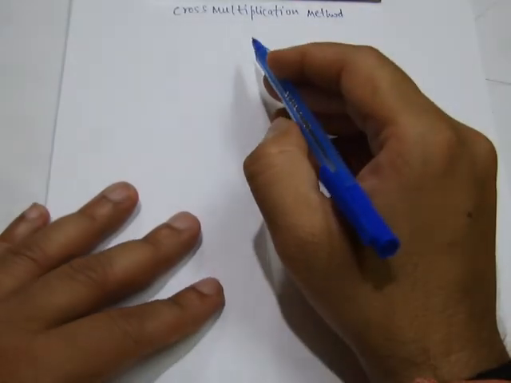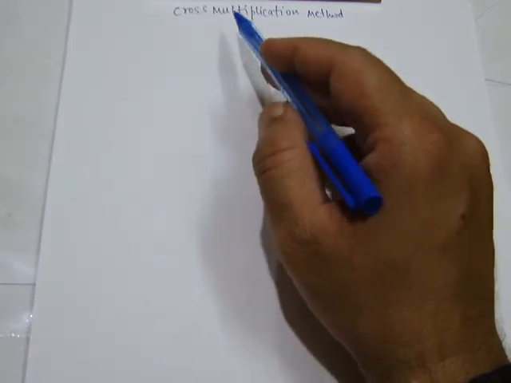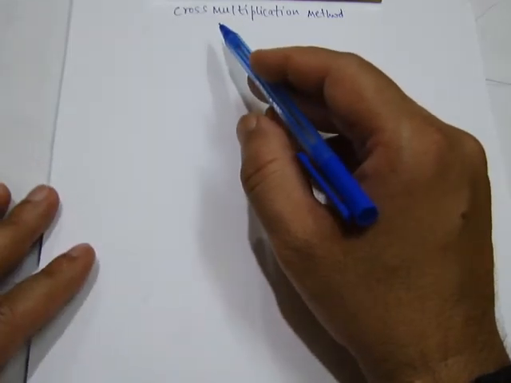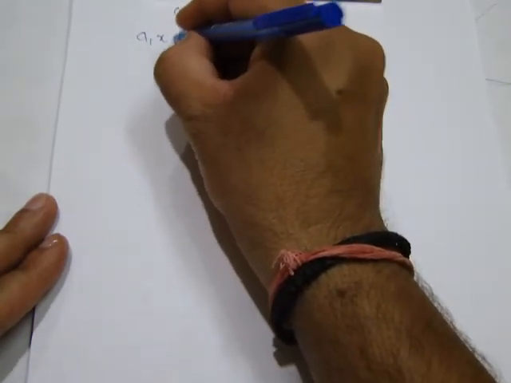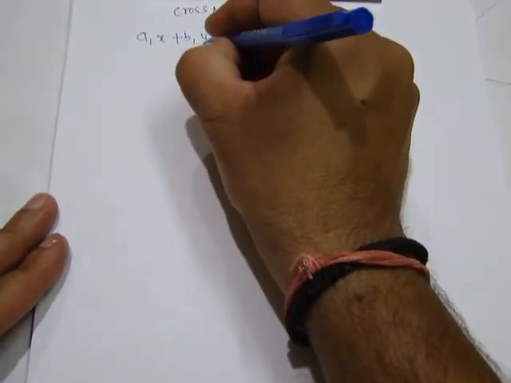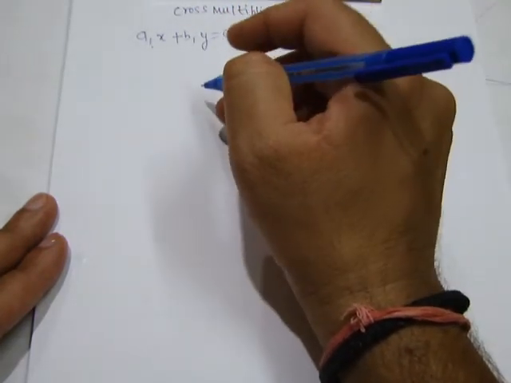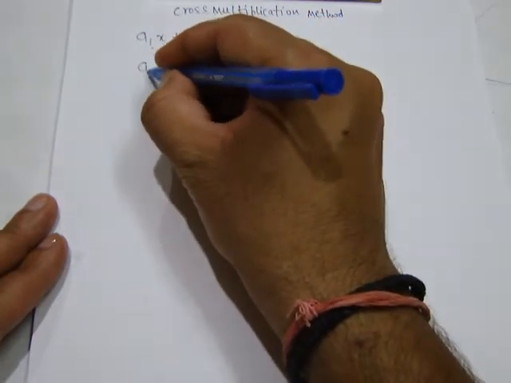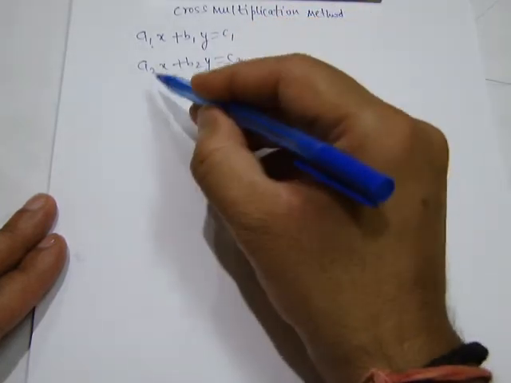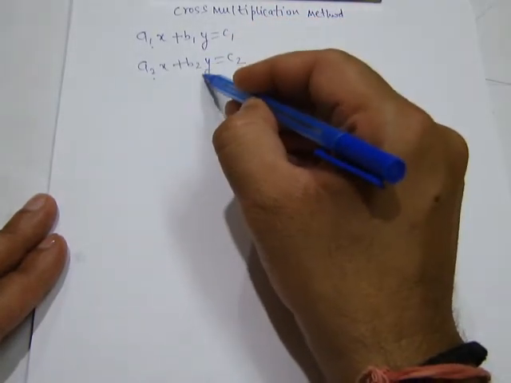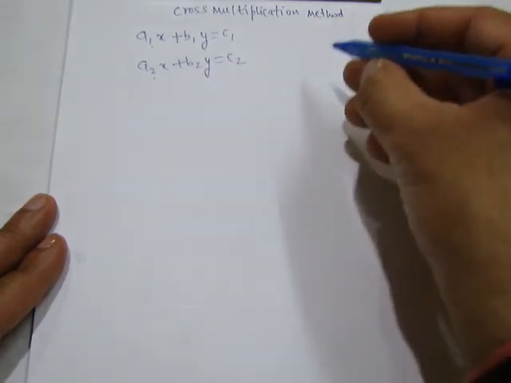Good morning students. Today we will learn how to solve a pair of linear equations by the cross multiplication method. If the equations are given to us in the form a1x + b1y = c1, where a1 is not equal to 0 and b1 is not equal to 0, and a2x + b2y = c2, where a2 is also not equal to 0 and b2 is also not equal to 0. To understand it, let us take an example.